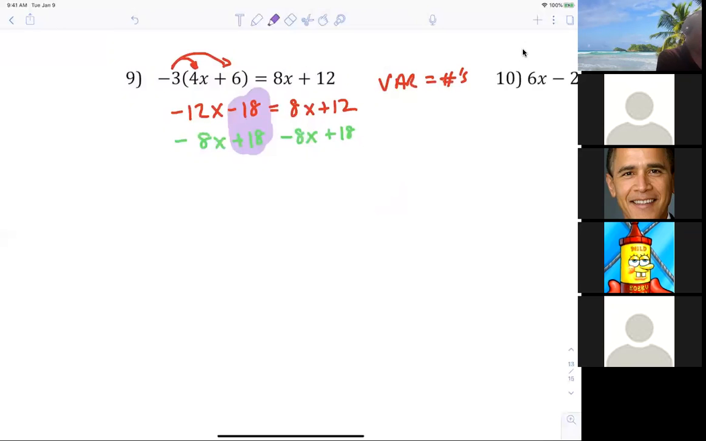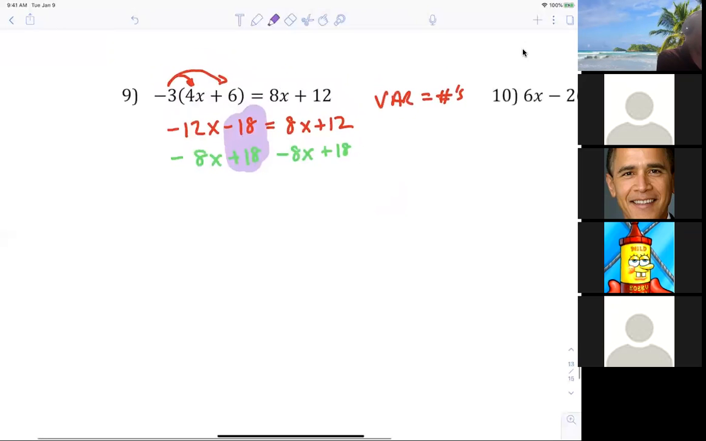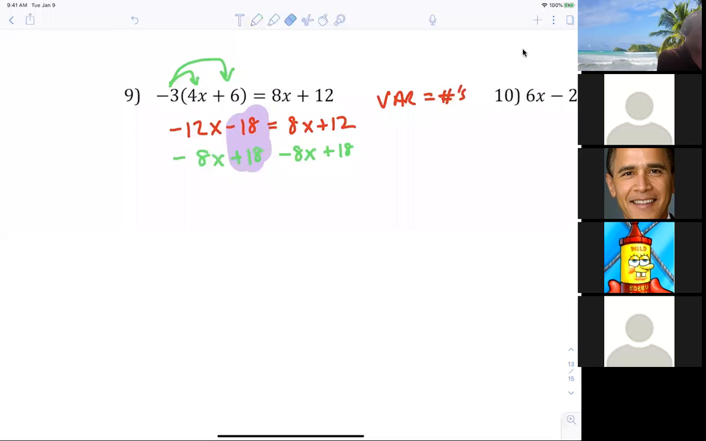No, listen to me. Here's what I'm trying to get you to understand. Here's what you're missing. What's negative 3 times positive 4? Negative 12. What is negative 3 times positive 6? Negative 18. That's why it's negative 18 there. I get that. Okay, so now what are you having trouble with?